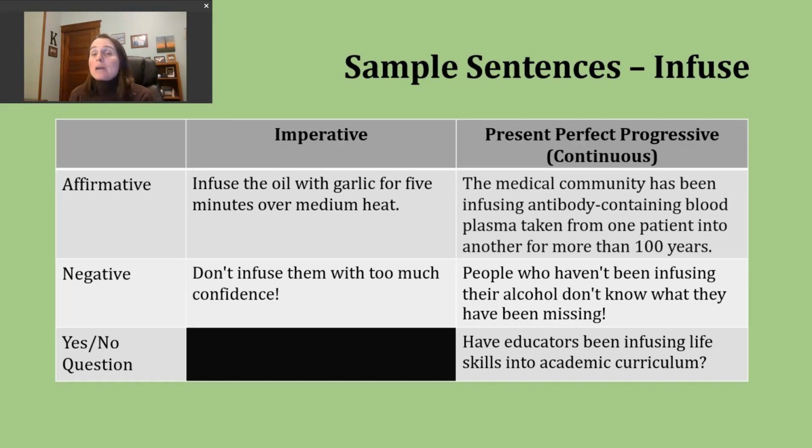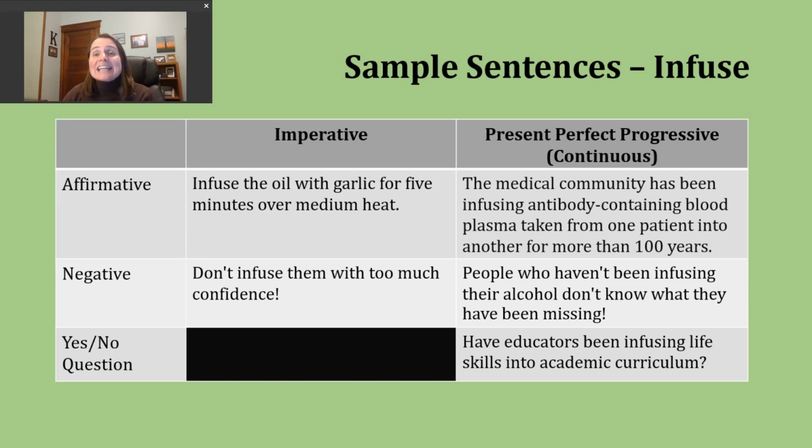Now let's move on and talk about the present perfect progressive. Sometimes this is also called the present perfect continuous. It doesn't matter to me what you call it, but what we're describing with this verb tense is an action that started in the past, it's continuing in the present, and it may even continue into the future.